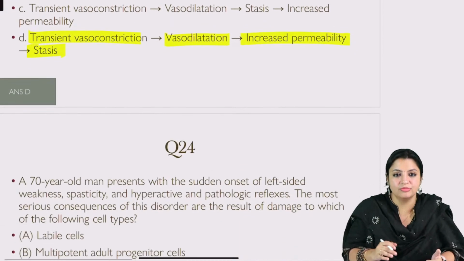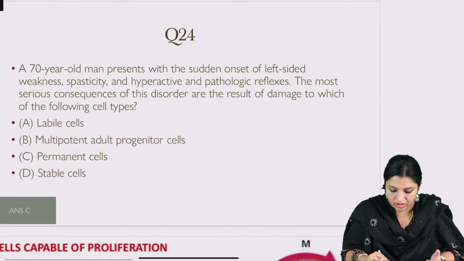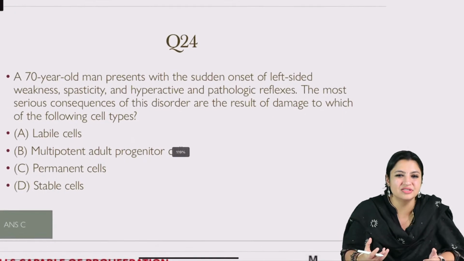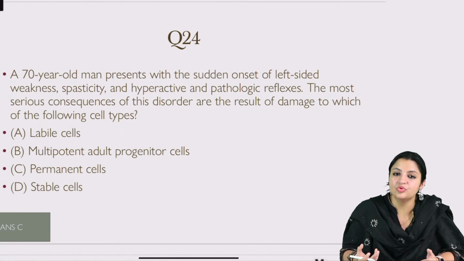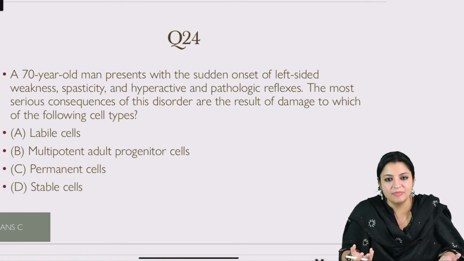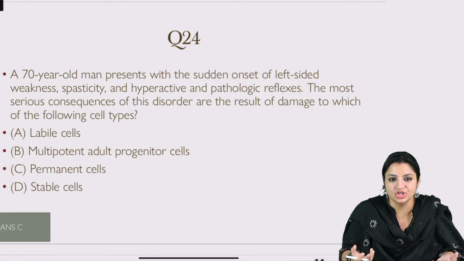Now let's come to question number 24, again about cells which we read less often, so I just gave you this question. This is a 70-year-old male. He presents with left-sided hemiplegia, and this is because of damage of which type of cells?